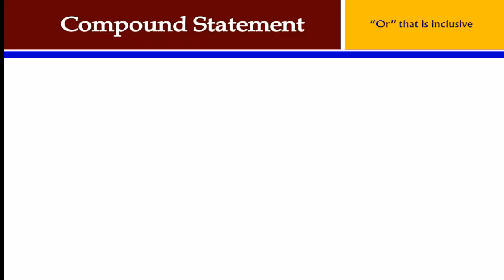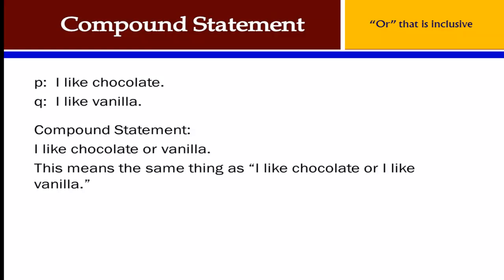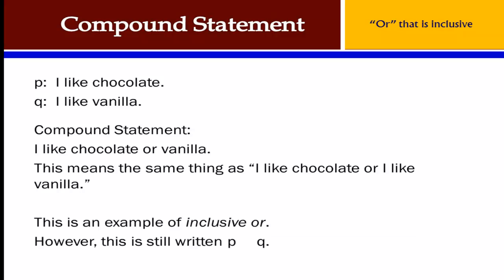However, there are statements where or is inclusive. Statement P, I like chocolate. Statement Q, I like vanilla. Compound statement, I like chocolate or vanilla. This means the same thing as I like chocolate or I like vanilla. Now we might consider this an example of inclusive or. However, the inclusive or is still written with the symbol for or.